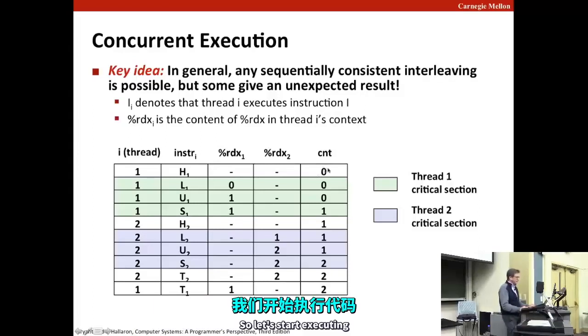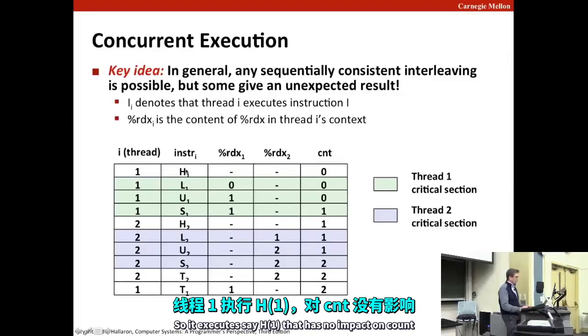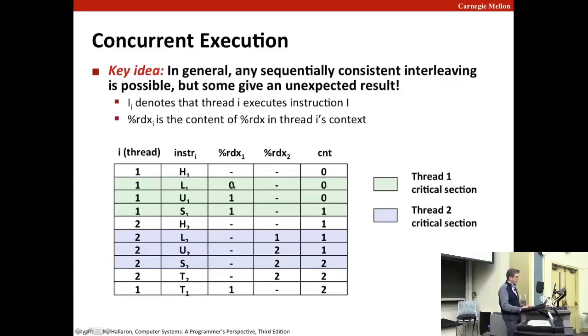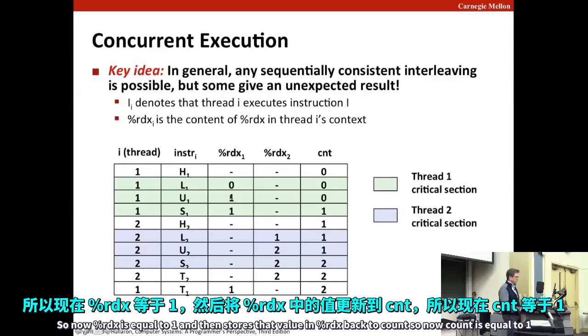So let's start executing. Initially, count is equal to 0. The kernel schedules thread 1, so it executes H1. That has no impact on count. Then thread 1 loads the value of count into its copy of RDX, updates it, so now RDX is equal to 1, and then stores that value in RDX back to count. So now count is equal to 1.